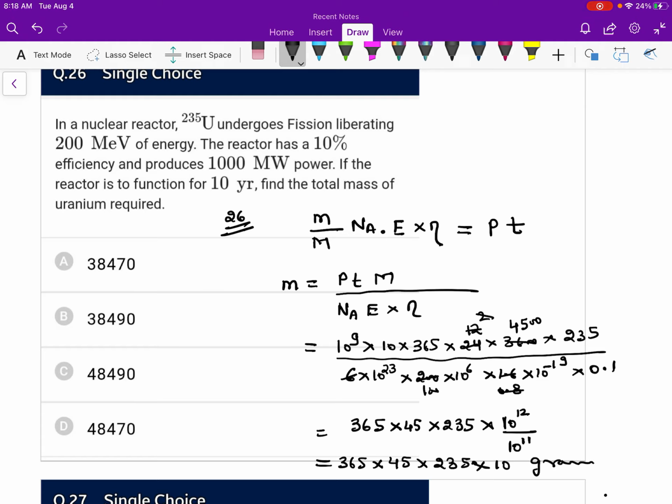तो एक्चुअली आंसर में स्पेसिफाइड नहीं है कि हमें टोटल मास ग्राम में चाहिए, किलोग्राम में चाहिए. And second thing is, now these two numbers are very close, 48490, 48470, 38470, 38490. So I would advise you to leave this question, because if you are going to multiply these three numbers, it will take a lot of time, which will suffer, the other questions will suffer. So better we leave this question.